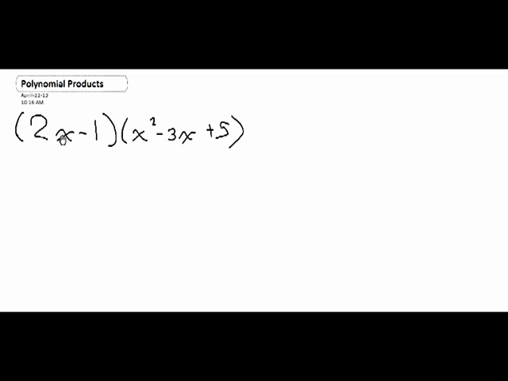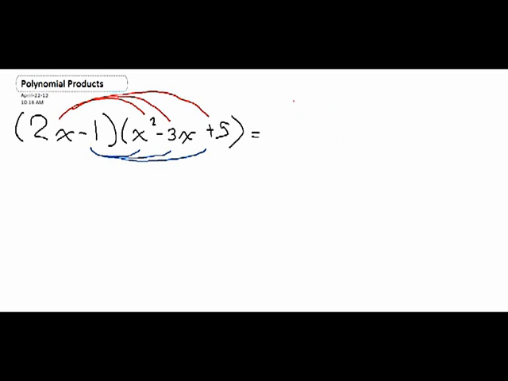And what that says is that every term in this binomial needs to multiply every term in this trinomial. So let's color code things. 2x is going to multiply x squared. 2x also needs to multiply negative 3x. And 2x needs to multiply positive 5. Negative 1 here needs to multiply x squared, needs to multiply negative 3x, and needs to multiply plus 5. So what we're going to do is color code these two results.